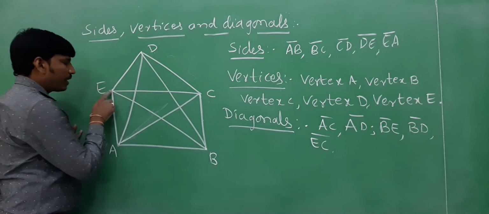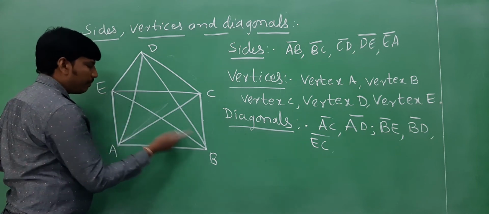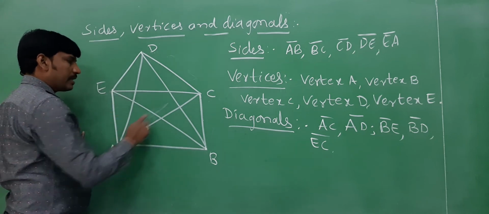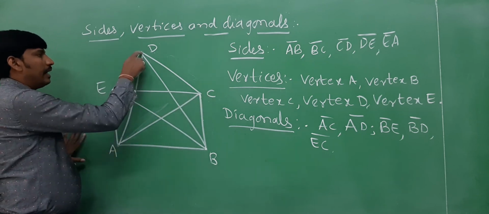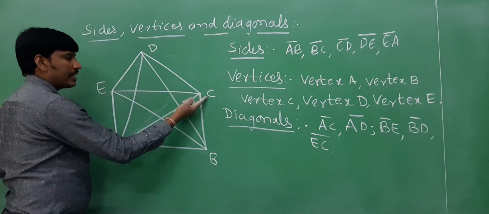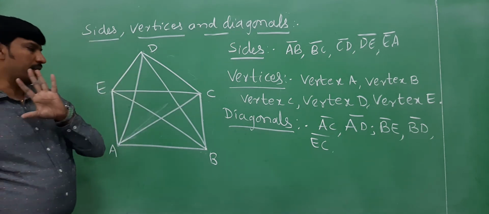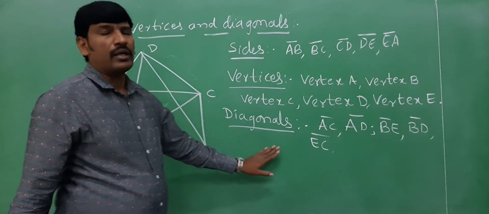Either you can take EB or BE, both are same. EB, BE or AC, CA, AD, DA, DB or BD, EC, CE. Totally how many total lines are there here? Only 5 are there. So those are all 5 called diagonals.